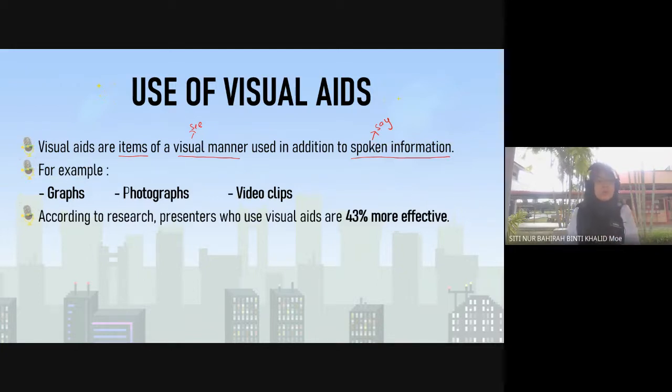So when you have visual aids, for example, there are graphs, you can have photos or video clips, and according to research, people who use visual aids are 43% more effective during presentation compared to people who do not use visual aids. So that is why we are encouraging you to use visual aids so that when you, for example, go to the working industry, you will be able to actually be a better presenter.